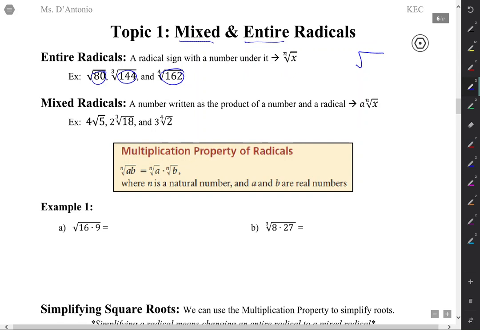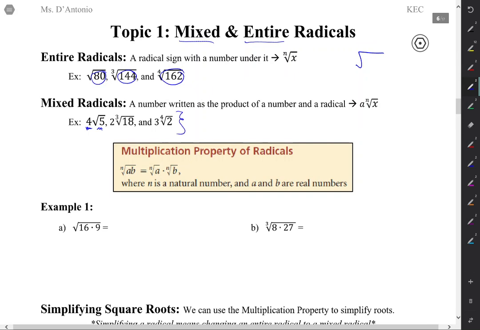Whereas a mixed radical has the radical sign, but we have a number out front multiplying the radical sign. Therefore, it is a mix of numbers, one out front of the radical sign and then one underneath the radical sign. So you can see in all these examples here.